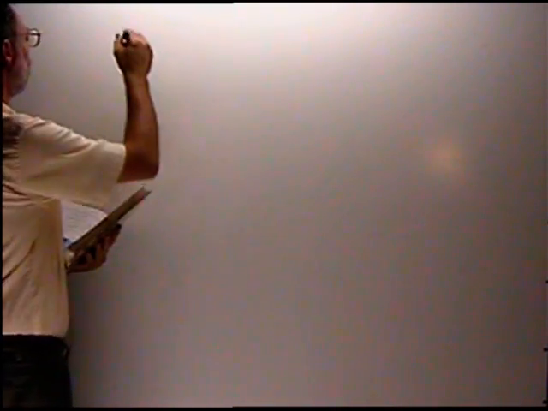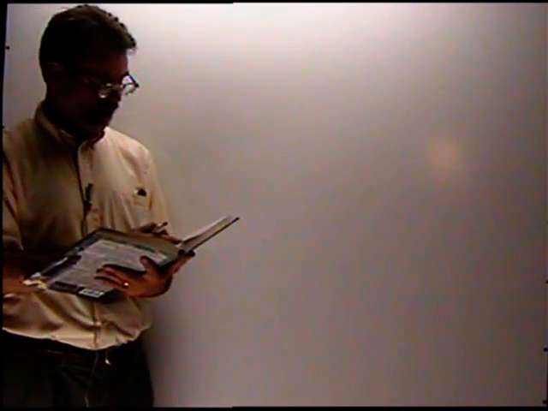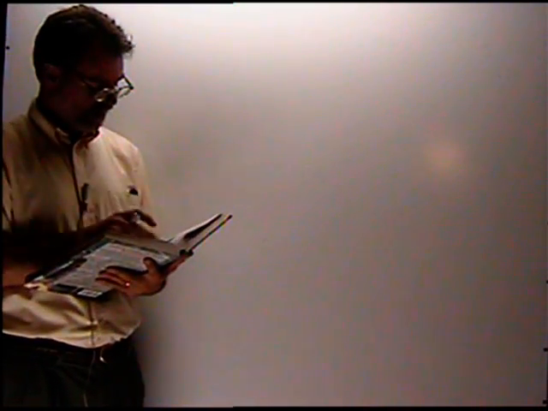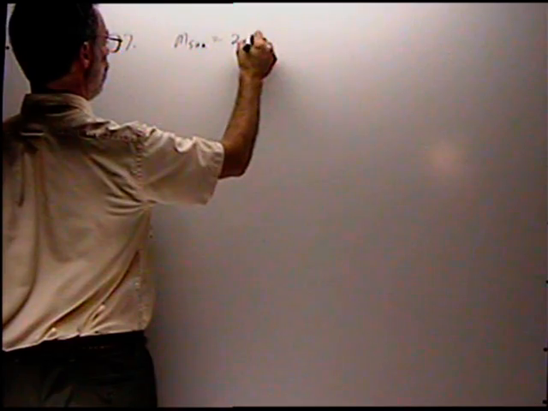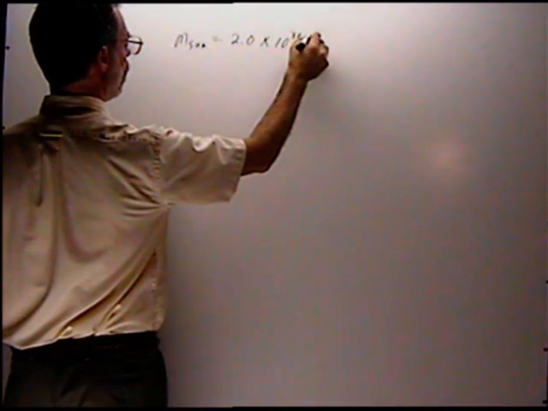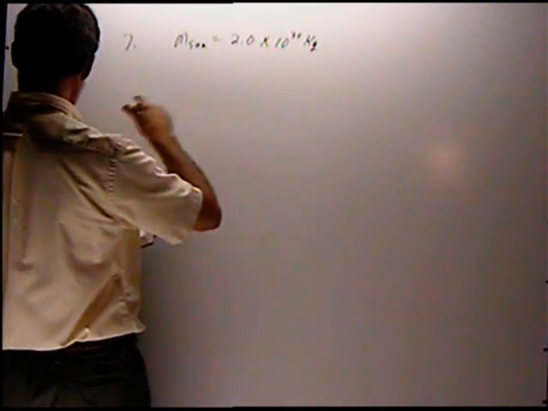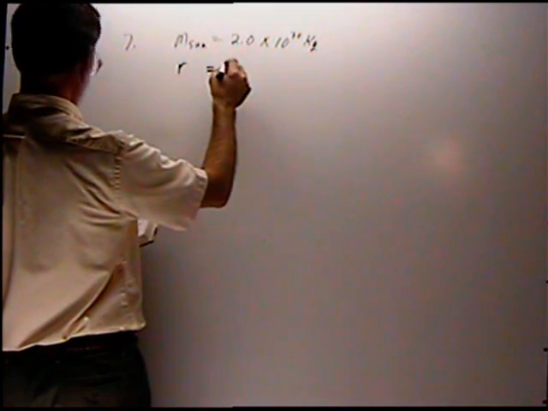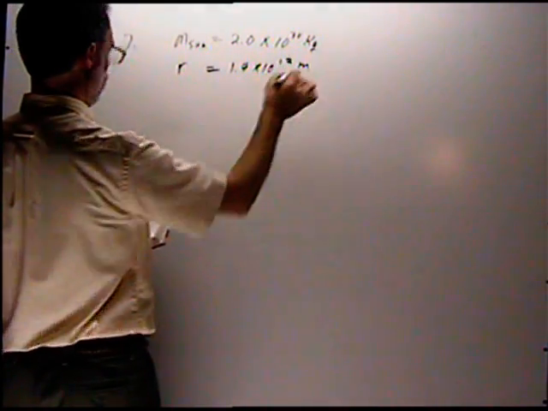Okay, number 7. How long does it take Saturn to make one orbit around the Sun? It gives the mass of the Sun. The mass of the Sun is 2 times 10 to the 30 kilograms. That's very massive. And the orbital radius of Saturn is 1.4 times 10 to the 12th meters.